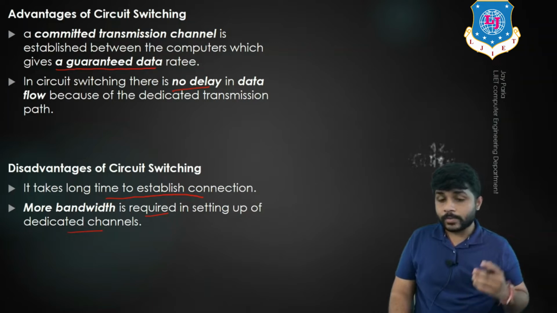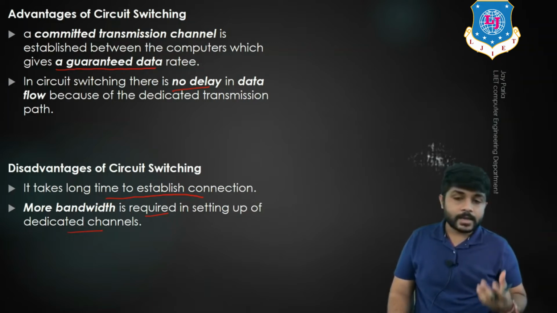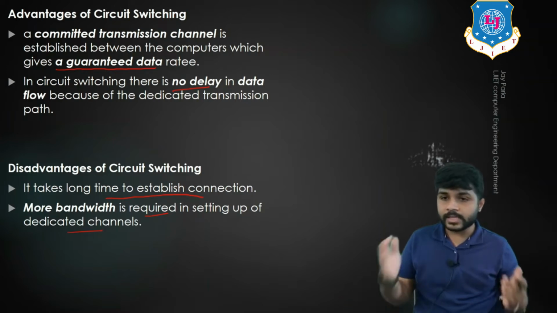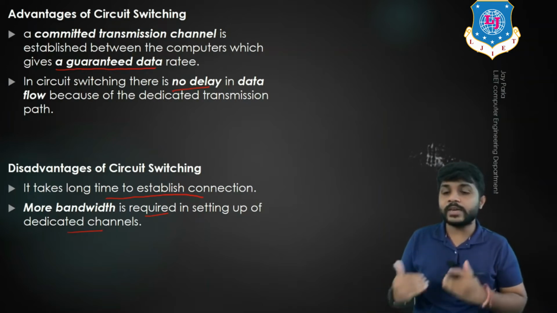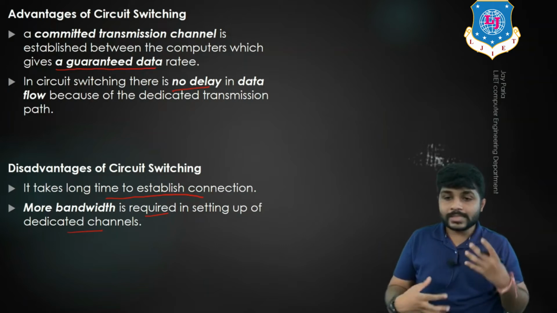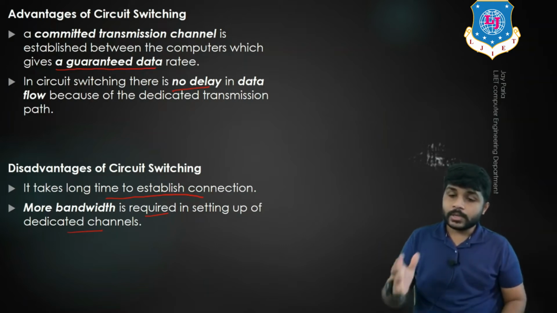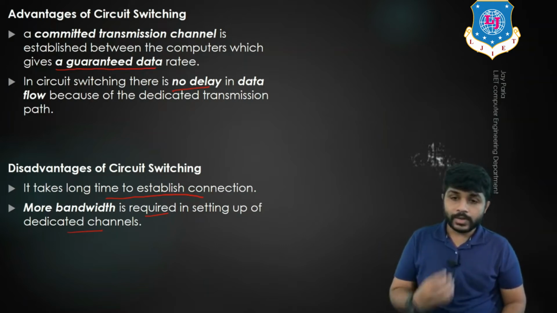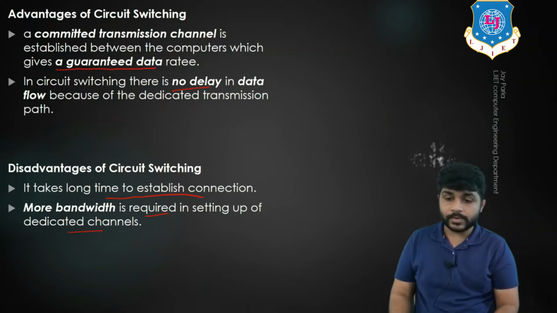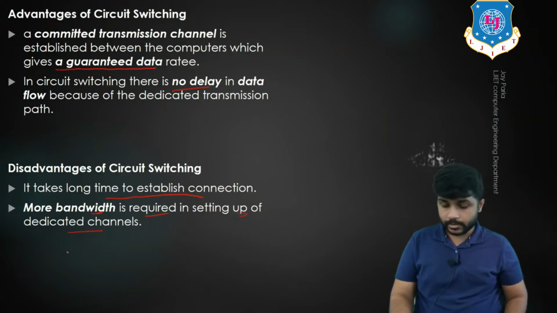Like I just said, in the circuit switch network, if you want to connect 100 devices, there should be a dedicated link between each and every device. So as the size of the network increases, we need more channels, we need more links. It means more bandwidth is required to set up dedicated channels.